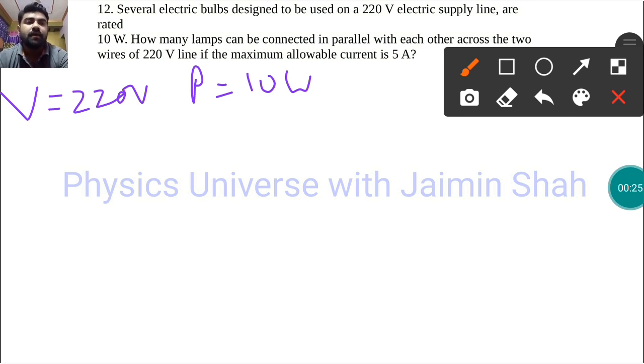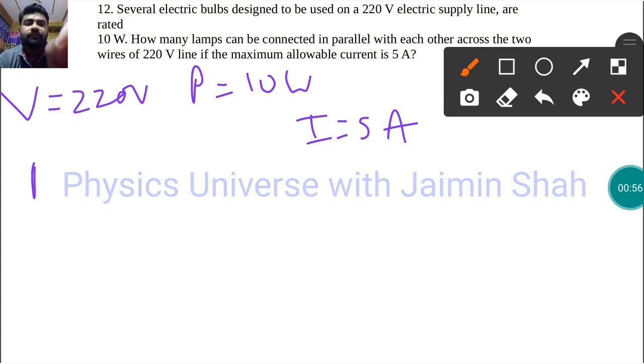5 ampere, right? So several electric bulbs designed to be used on a 220 volt supply are rated 10 watt, and the maximum current allowed is 5 ampere. How many lamps can be connected in parallel with each other across the two wires? Here 220 volt and 10 watt are the ratings.